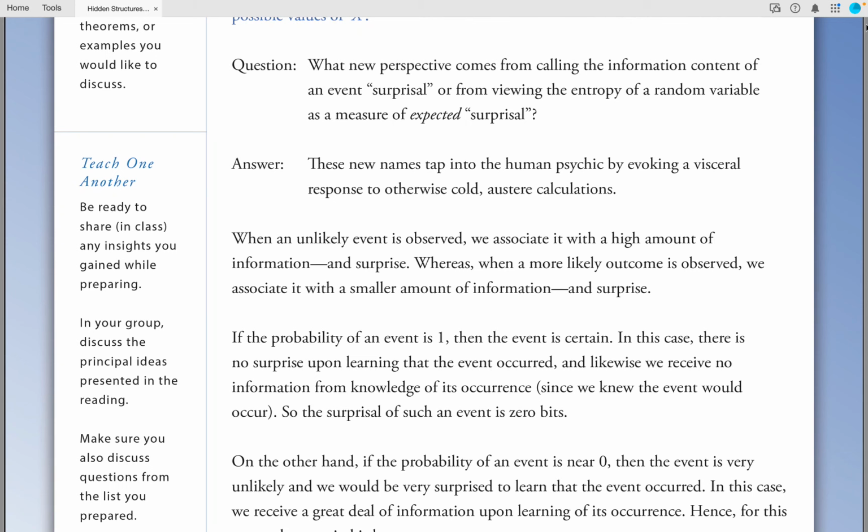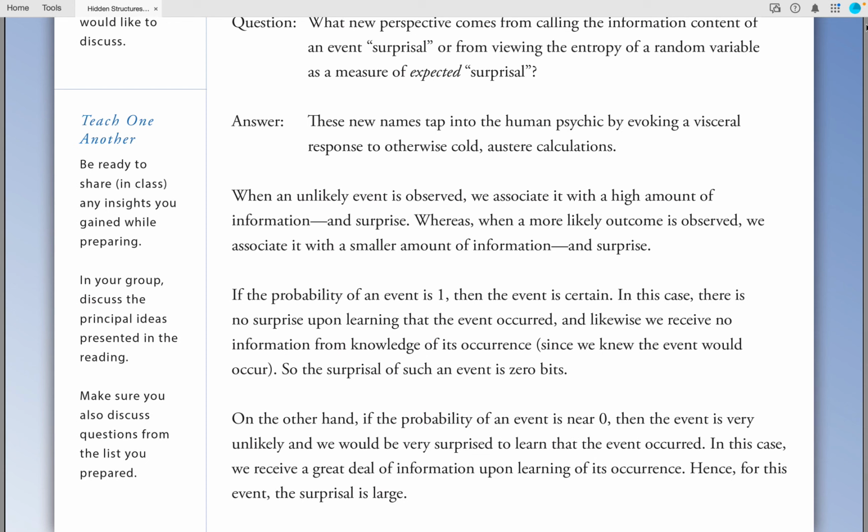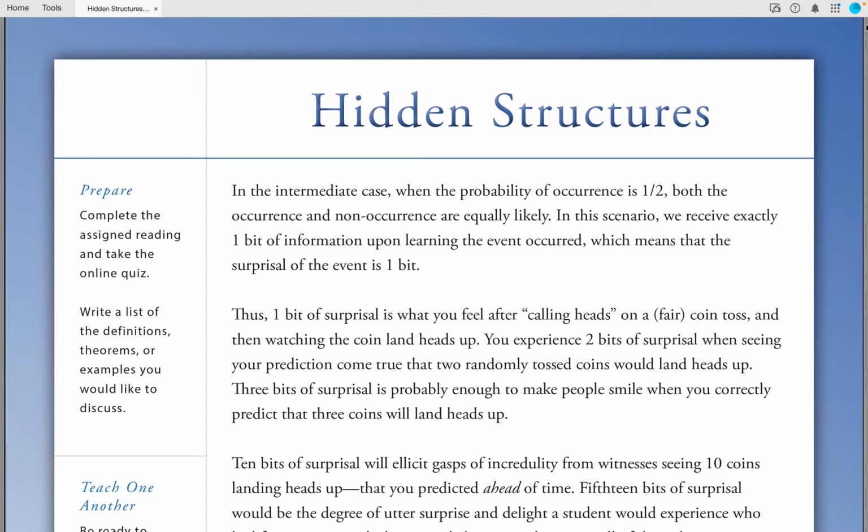On the other hand, if the probability of an event is near 0, then the event is very unlikely, and we would be very surprised to learn that the event occurred. In this case, we receive a great deal of information upon learning of its occurrence. Hence, for this event, the surprisal is large. In the intermediate case, when the probability of occurrence is 0.5, both the occurrence and non-occurrence are equally likely. In this scenario, we receive exactly 1 bit of information upon learning the event occurred, which means that the surprisal of the event is 1 bit.